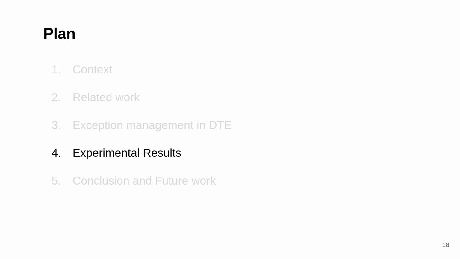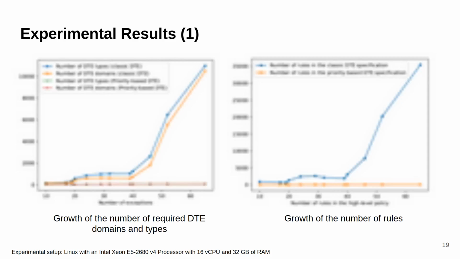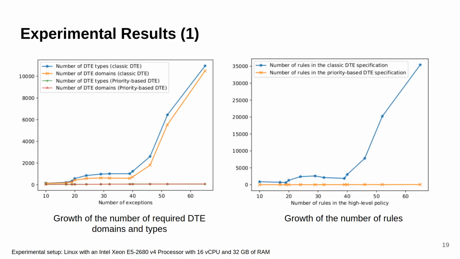So, we aim to compare the performance of our proposed model with the classic DTO-based access control model for NFV services. The figure at the left compares the growth of the number of required DTO domains and types in classic and priority-based DTO as a function of the number of exceptions in the policy. The blue and orange color represent respectively the growth of the number of required DTO types and domains in classic DTO. The green and the red color represent respectively the growth of the number of required DTO types and domains in priority-based DTO.